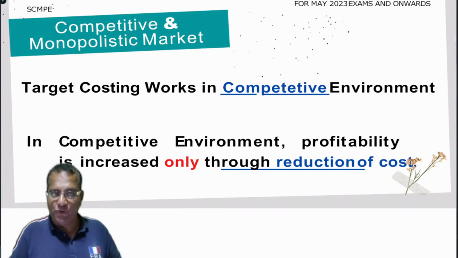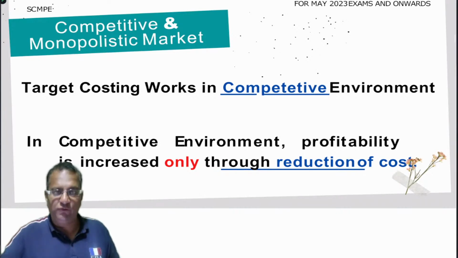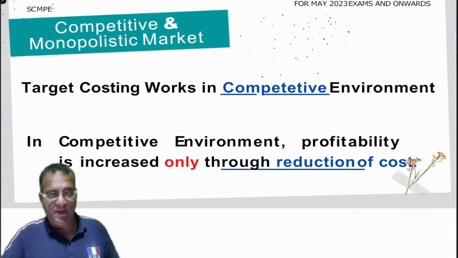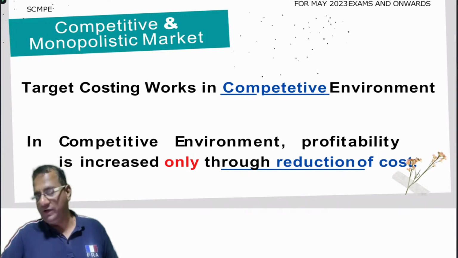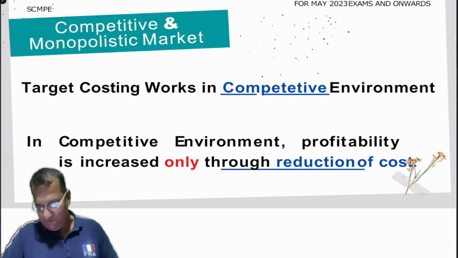Suppose you are selling 10 products. If you want to increase the total profitability of the organization, you have to launch 2 or 3 more products so that the new products will generate new market share, thereby increasing the total profit of the organization. But due to hyper competitiveness, increase in sale price and increase in volume is not at all possible.